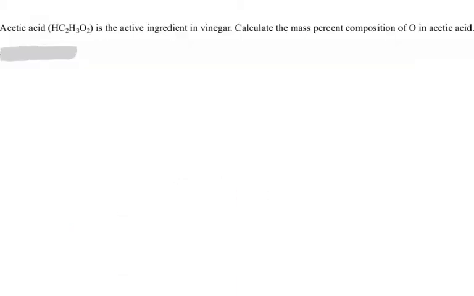Let's try one more. So this one is acetic acid. Okay, it's an active ingredient in vinegar. It's a weak acid. They want us to find the mass percent composition of oxygen in the acetic acid. So we're going to focus on the oxygen. Now, as always, the first thing is to find the molar mass, which is the total of acetic acid. Now, we got H, C, and O. Now, if you look carefully, we can combine the H's. There's one in the beginning and 3 more, so there's actually a total of 4 H's. There's only 2 carbons, and there's 2 oxygens.